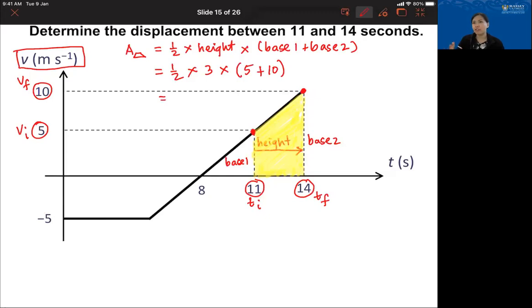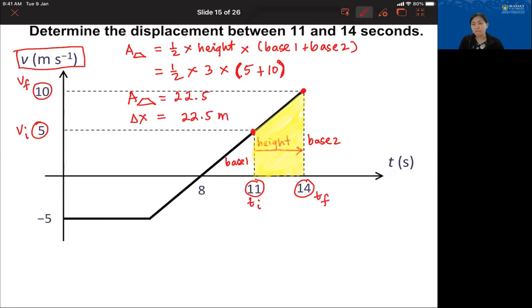That's correct. If you're not getting 22.5 meters when plugging these numbers into the calculator, make sure you put a bracket to enclose 5 plus 10. Or you can just add 5 plus 10 first. That will be 15. Multiply that by 3, then multiply that by 1/2 or 0.5. You should get 22.5 for the area of the trapezoid. The area will give you the displacement. Therefore, the displacement will be 22.5.